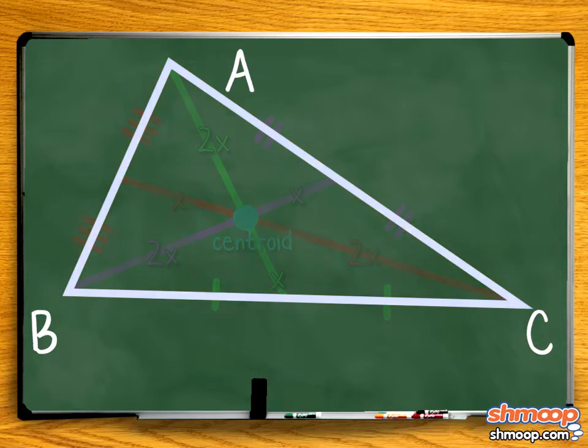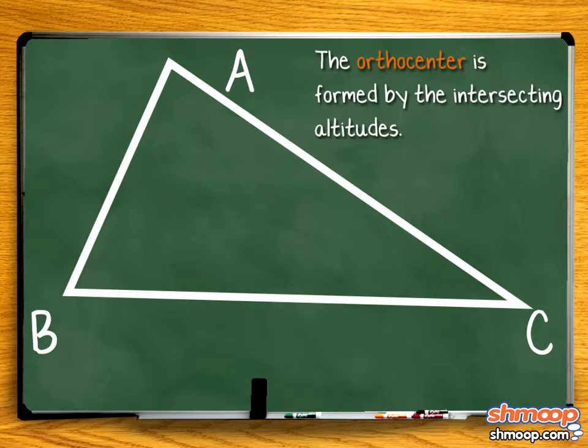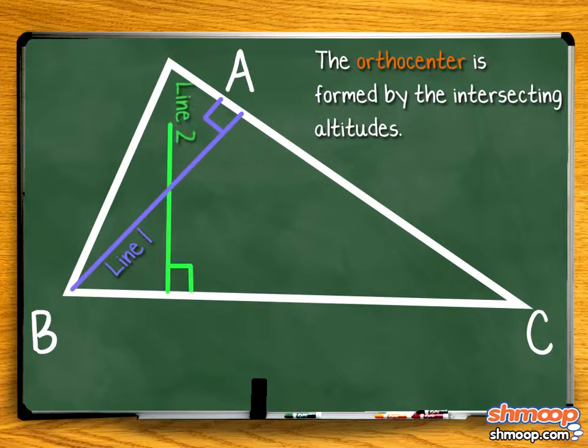The last type of center, the orthocenter, is formed by the intersecting altitudes. All we need to do is draw a line from one vertex that's perpendicular to the opposite side. If we need to, we can extend the sides to make sure the altitudes are perpendicular as well.